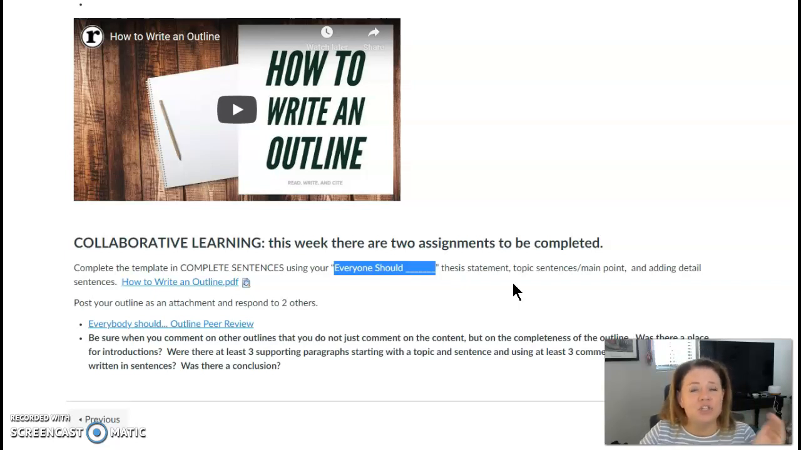Now, your outline should just be bullet points. It can be full sentences. It doesn't have to be full sentences. I do not want paragraphs here. You're not writing the paragraphs yet. You're just writing the bullets.